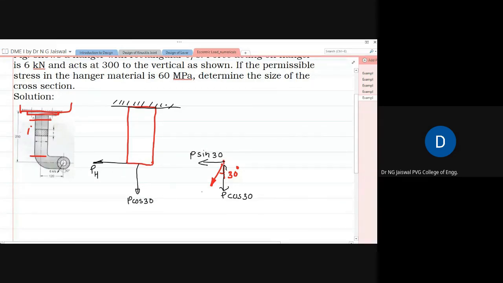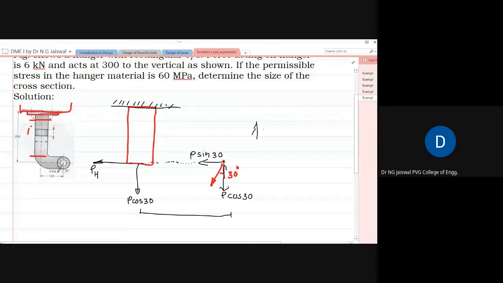Now, when you transfer the force P cos 30, there was this much eccentricity. Here there is no eccentricity because you can see the line of action is the same. So there is no eccentricity. I did not transfer the force from one place to another place, right? I only changed the location of showing it, the convention.